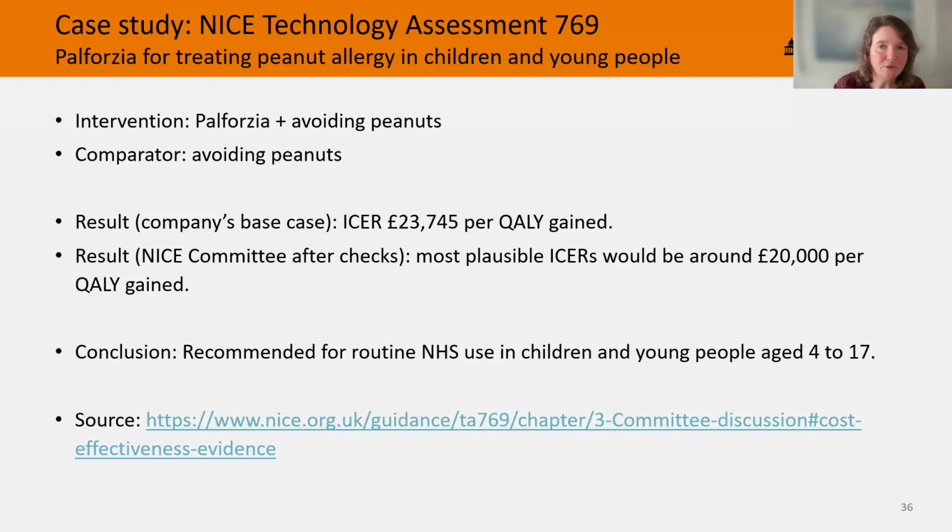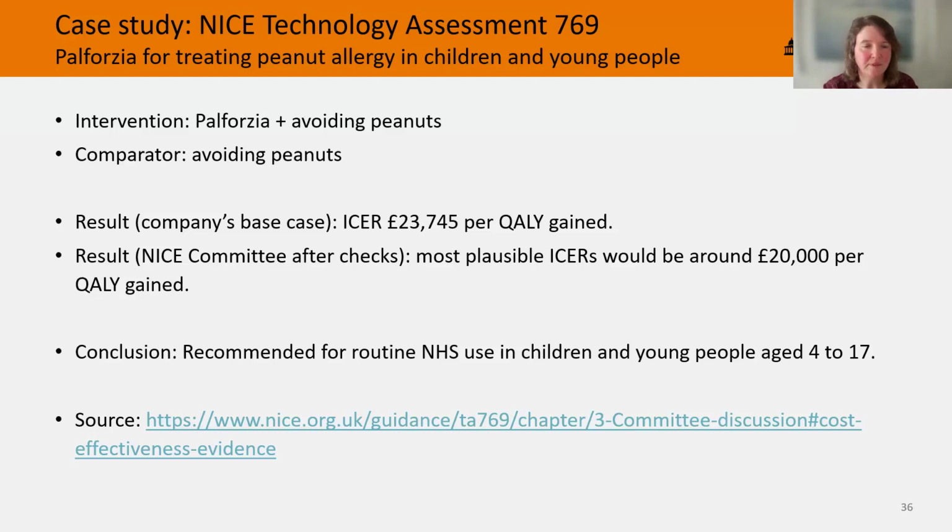The company wrote their submission and sent it to NICE. They had a base case ICER of £23,000 per QALY gained. NICE sent it to the evidence review group, which is an independent group of academics that goes through the analysis and checks all the numbers. And they came back and said, yes, fine, looks like it's about £20,000 per QALY gained. So that was it: recommended for routine NHS use in children and young people aged 4 to 17.